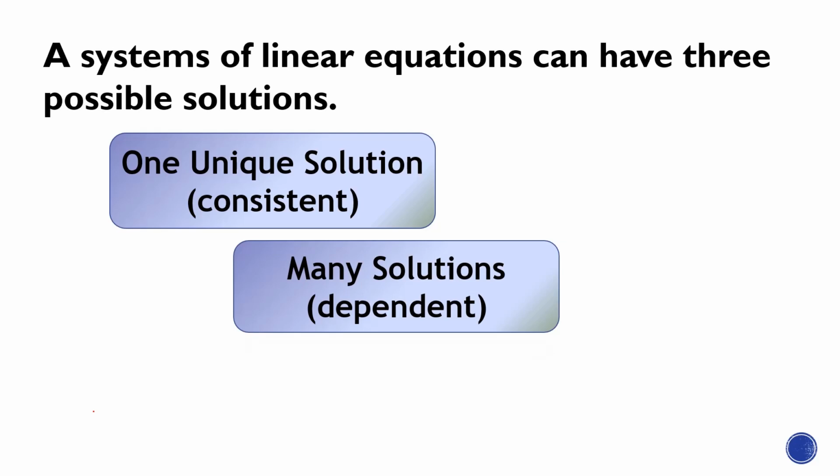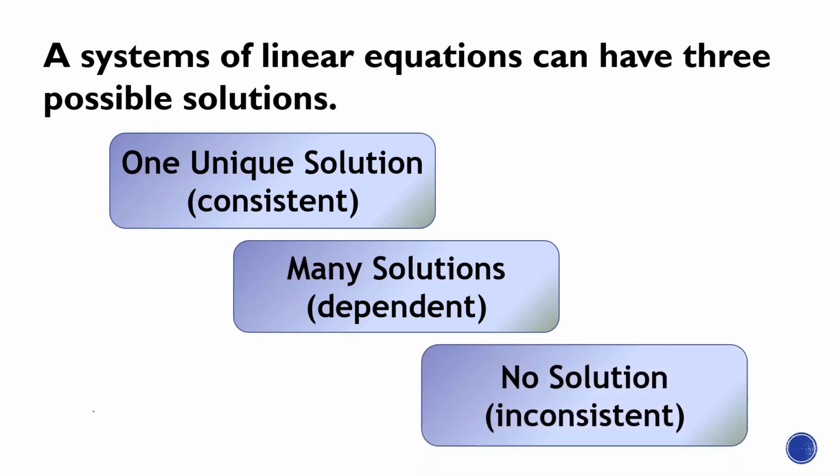Another possibility is that the system can have infinitely many solutions. That means that the system is dependent. And finally, another possibility is that a system can have no solution, or there's no value of x and y that will satisfy the two linear equations in a given system. That means it's inconsistent. So the question here is, without solving, how will we know if the system has one unique solution, many solutions, or no solution at all?